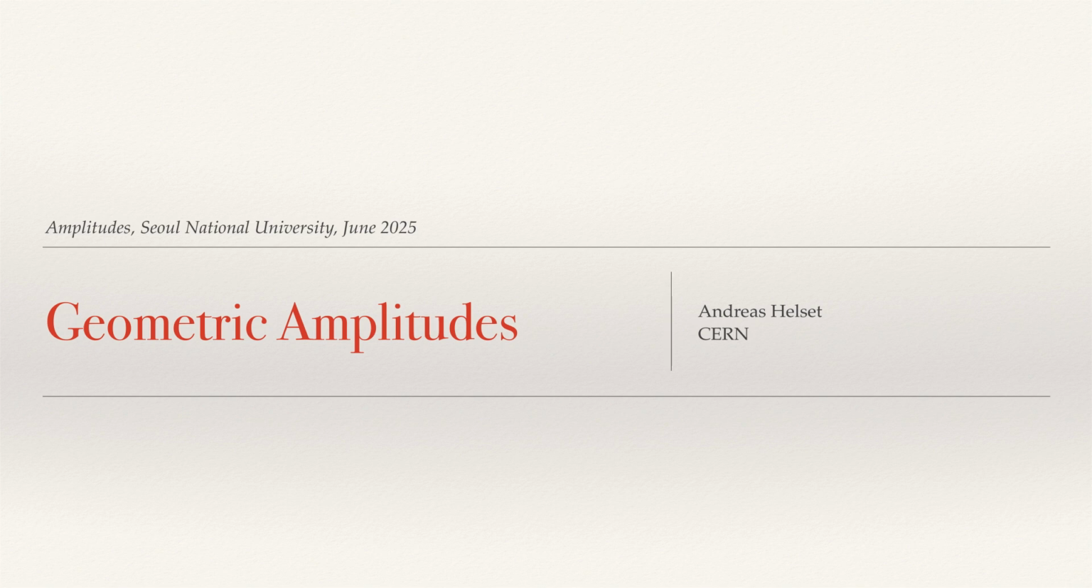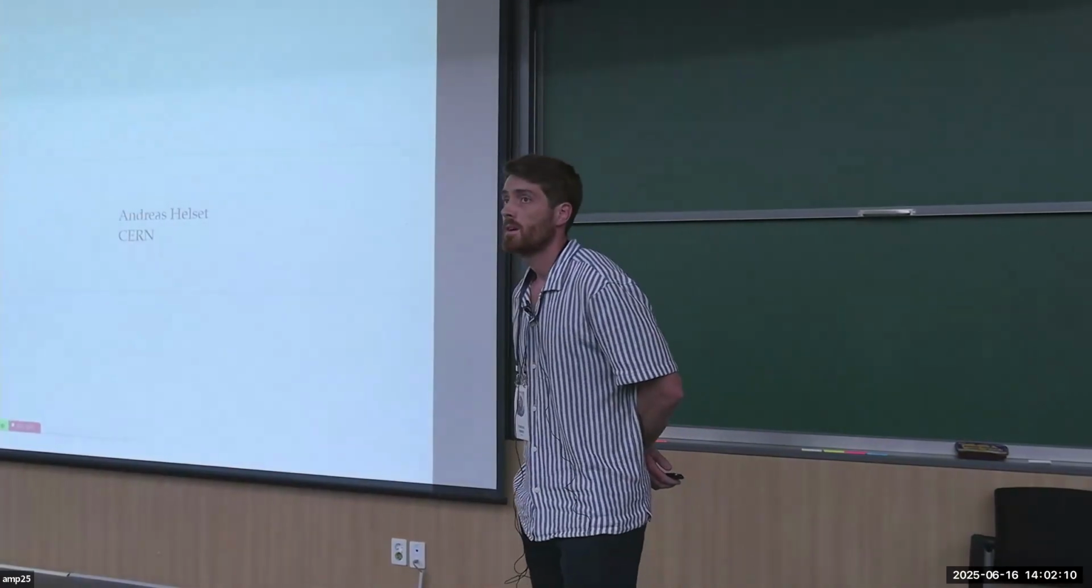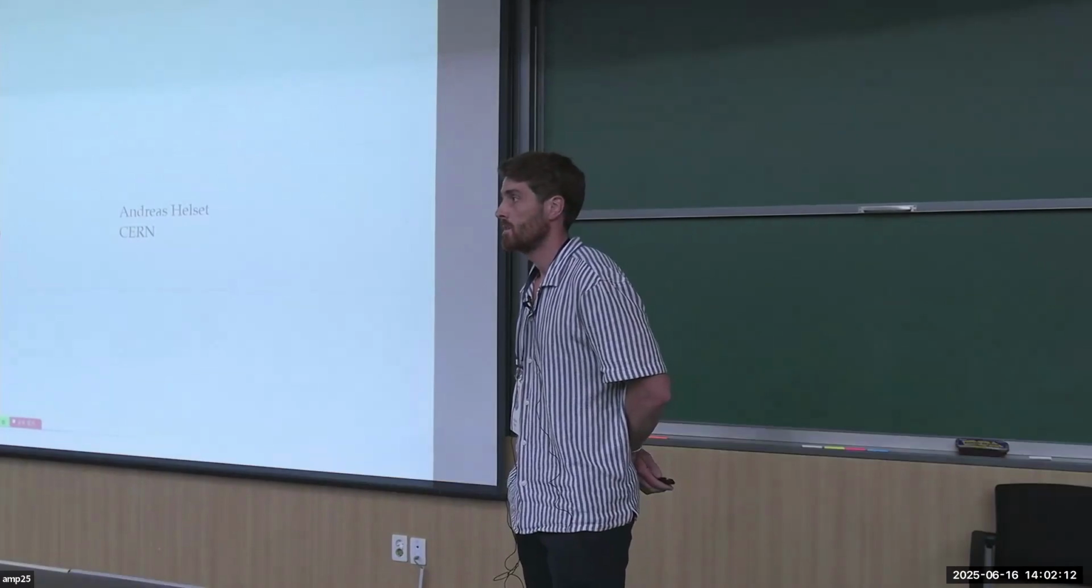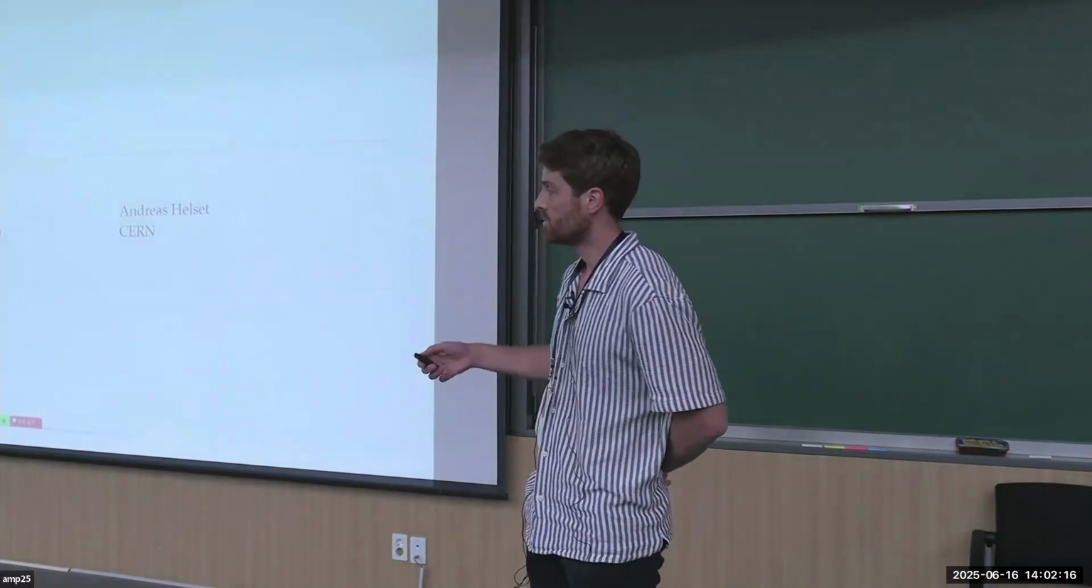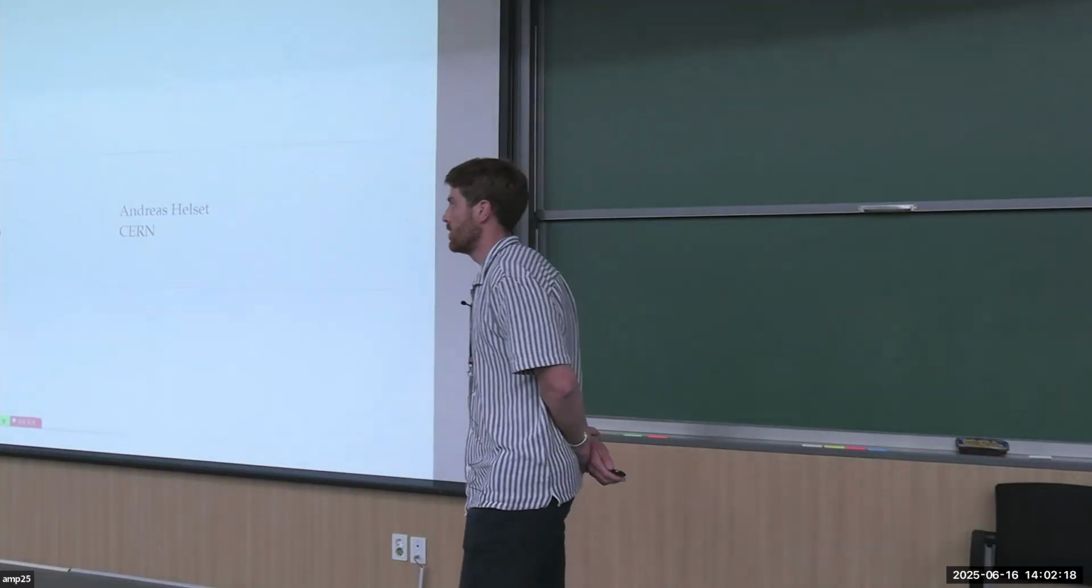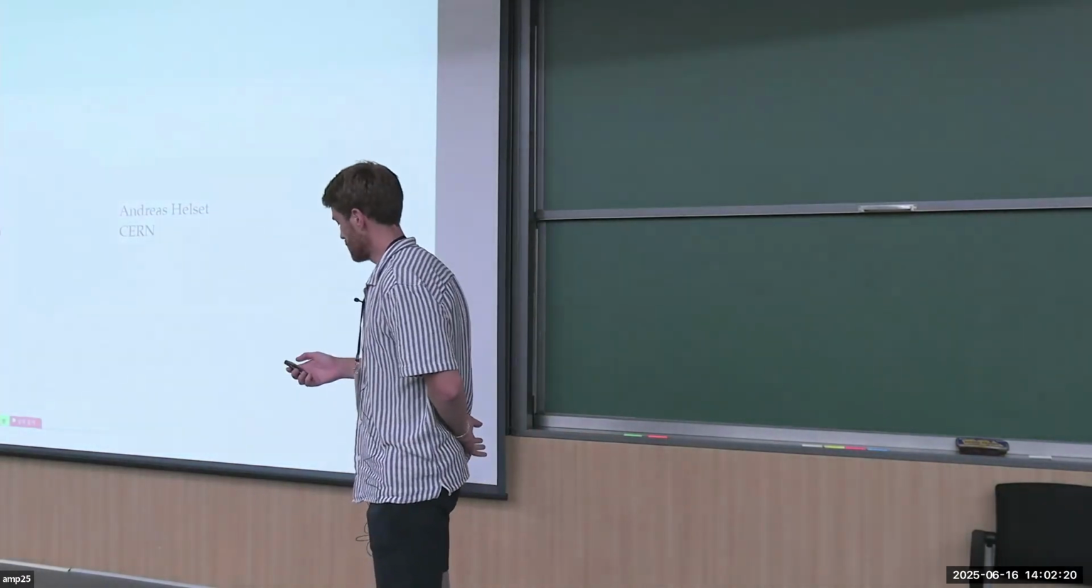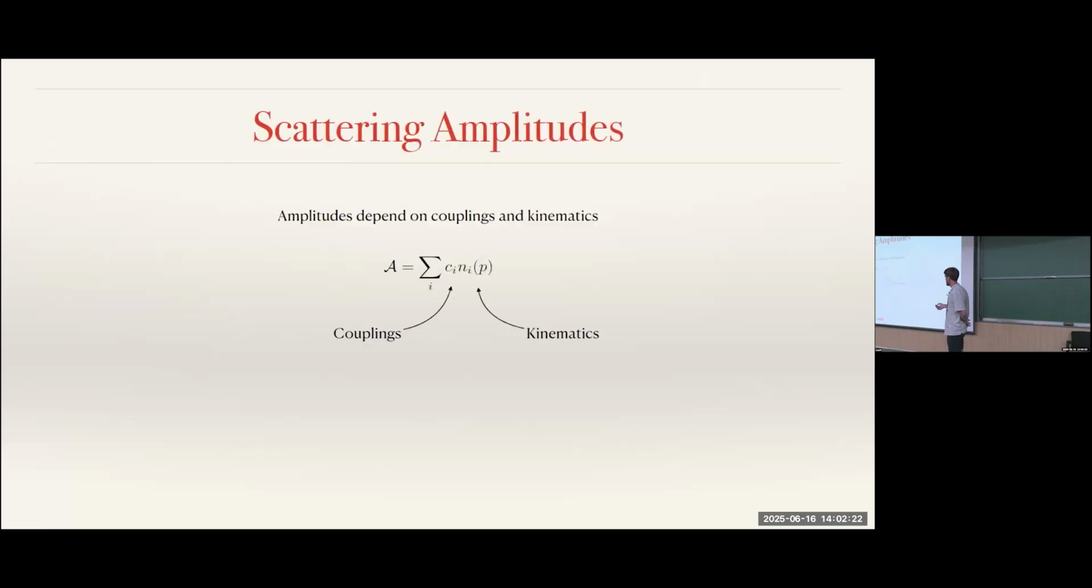Great, yeah, thank you. So I want to tell you guys about some ideas from effective field theory pertaining to geometry, which I believe has a very natural home in amplitudes. So let's just first make a very simple observation about scalar amplitudes. Namely, they can be written in this form here. They depend on two things: coupling constants and kinematics.